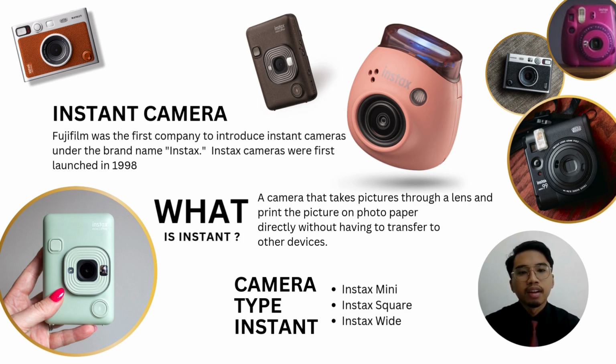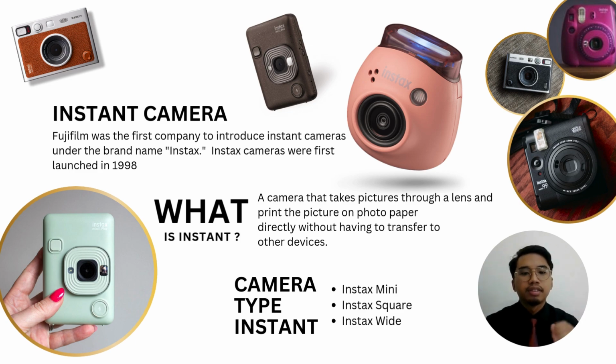So, what is an instant camera? An instant camera is a camera that takes a picture through a lens and prints the picture on photo paper directly without having to transfer it to other devices. So, how many types of instant camera are there?